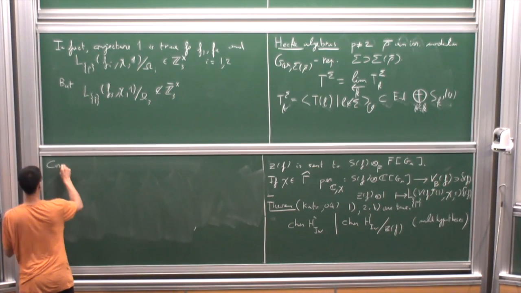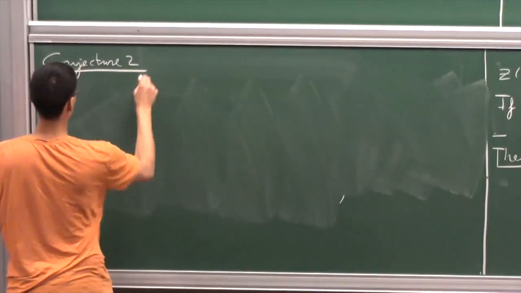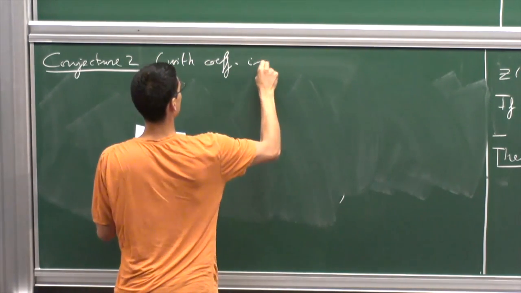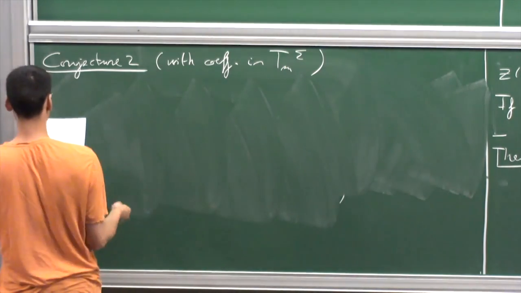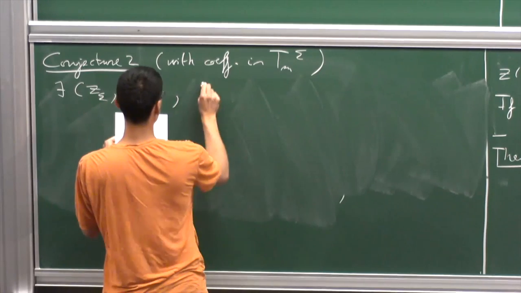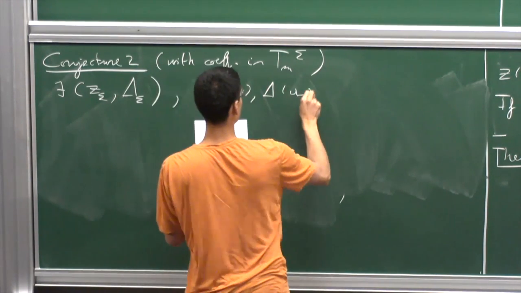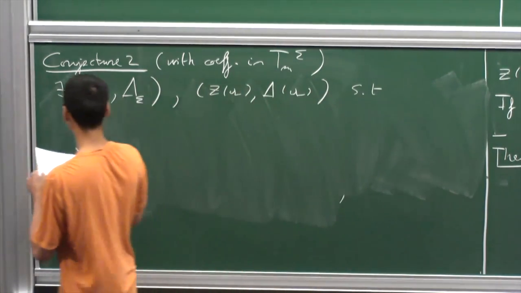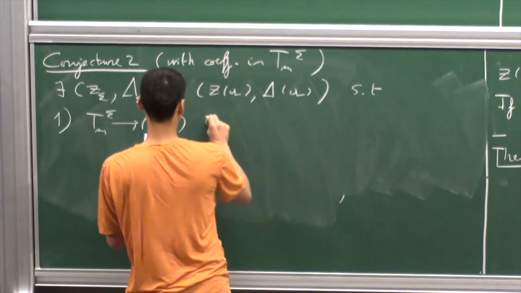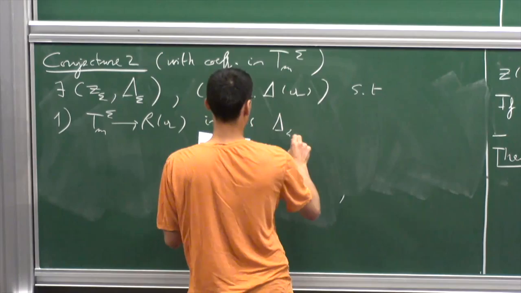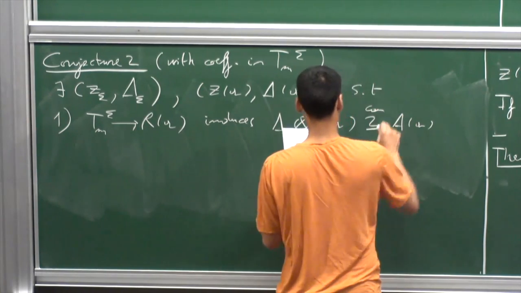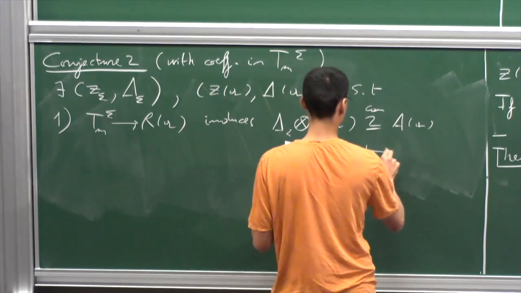So here is a conjecture, that's conjecture 2, and this is an equivariant Tamagawa number conjecture, but with coefficients in this Hecke ring TM sigma. And one possible formulation is that there exists a Z sigma and a delta sigma, and for all minimal prime ideal ZA and delta A, such that, first of all, the natural projection from the Hecke ring onto RA induces an isomorphism from delta sigma tensor RA with delta A, which sends Z sigma tensor 1 to ZA.